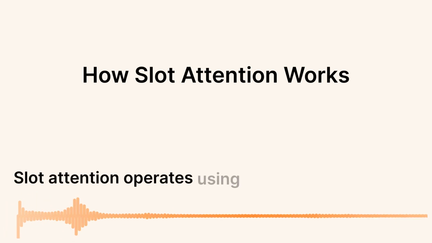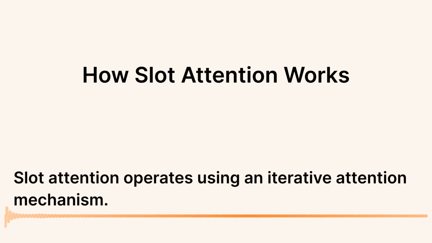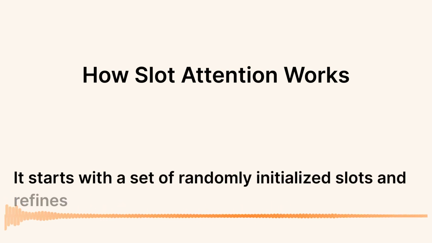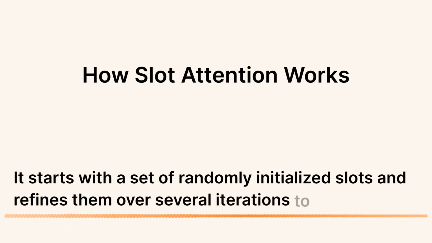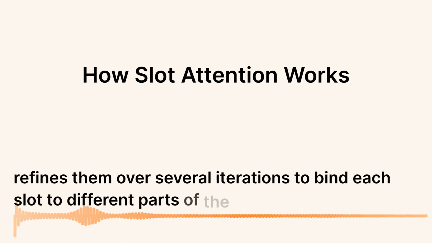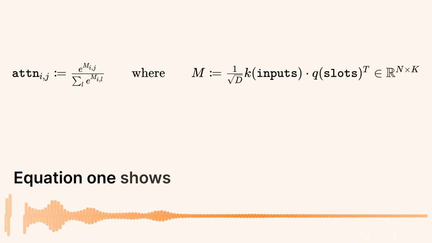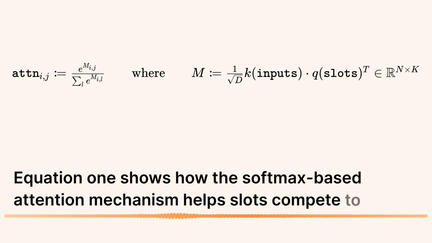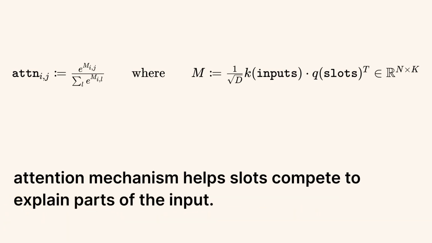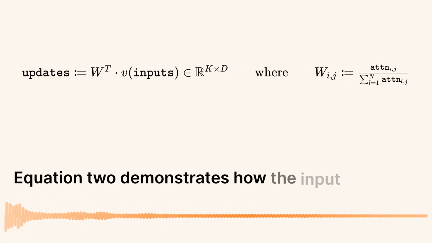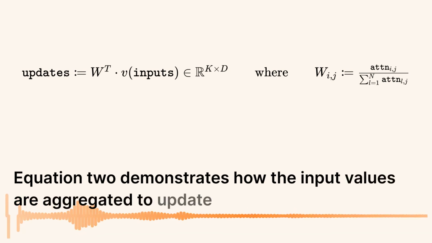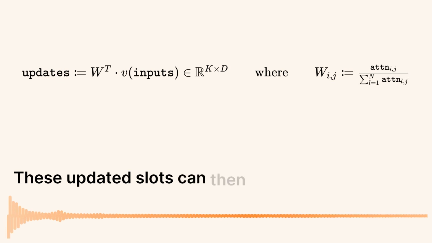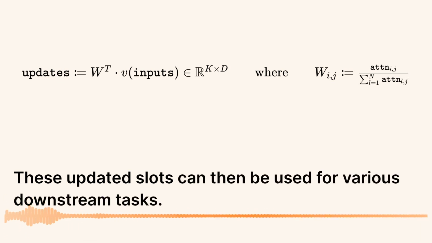Slot attention operates using an iterative attention mechanism. It starts with a set of randomly initialized slots and refines them over several iterations to bind each slot to different parts of the input. Equation 1 shows how the softmax-based attention mechanism helps slots compete to explain parts of the input. Equation 2 demonstrates how the input values are aggregated to update the slots using a weighted mean. These updated slots can then be used for various downstream tasks.